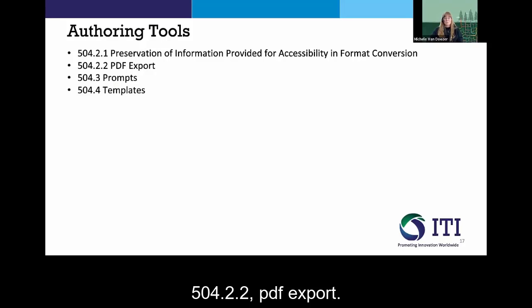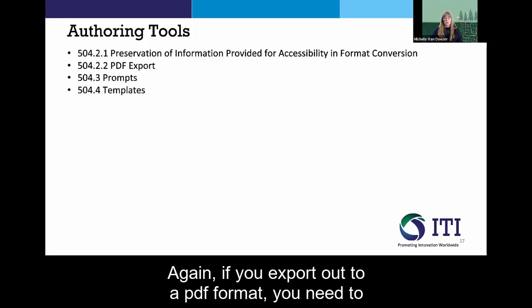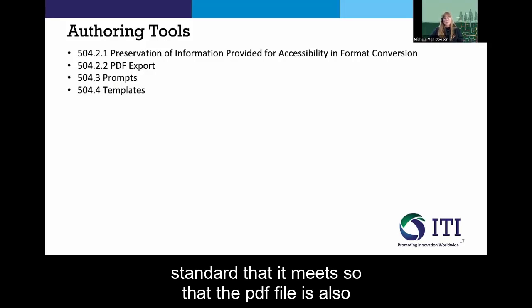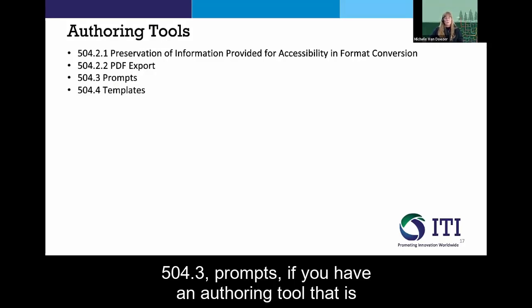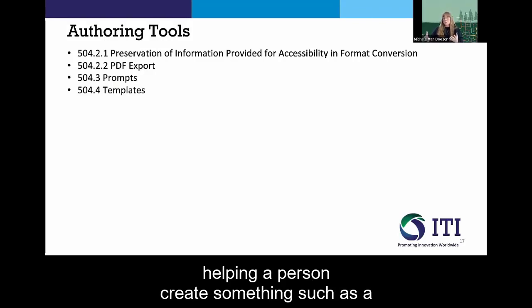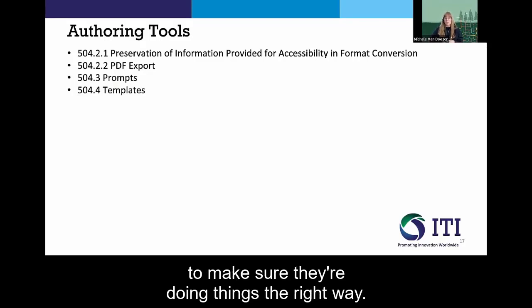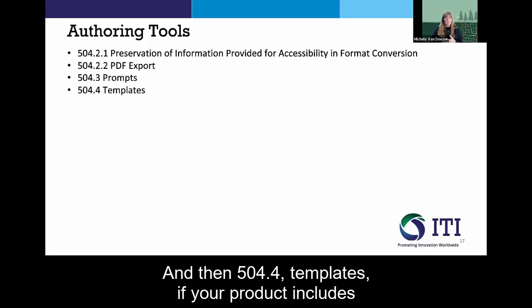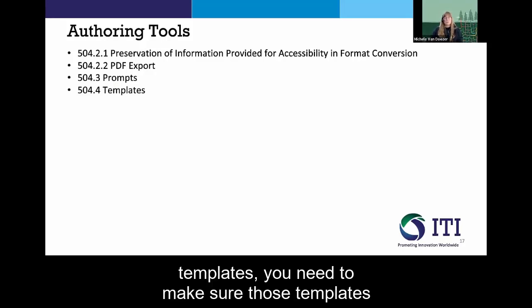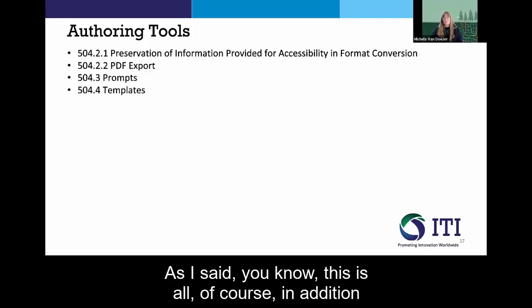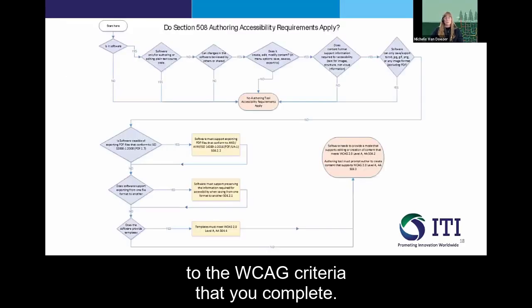504.2.2, PDF export. Again, if you export out to a PDF format, you need to make sure that it meets the standard, I think it's PDF/UA-1, so that the PDF file is also accessible. 504.3 prompts. If you have an authoring tool that is helping a person create something such as a dashboard or a report, you need to prompt that person to make sure they're doing things the right way. And then 504.4 templates. If your product includes templates, you need to make sure those templates are accessible. As I said, this is all in addition to the WCAG criteria that you complete.